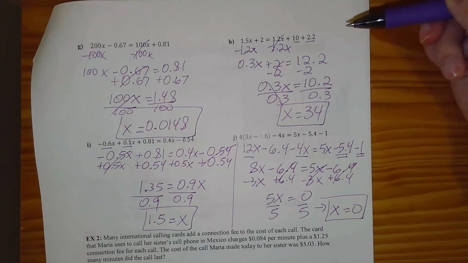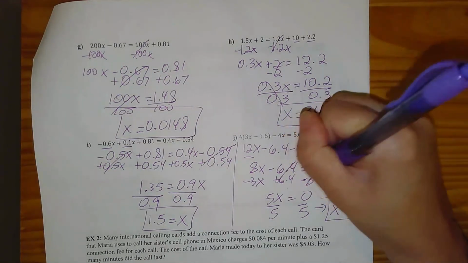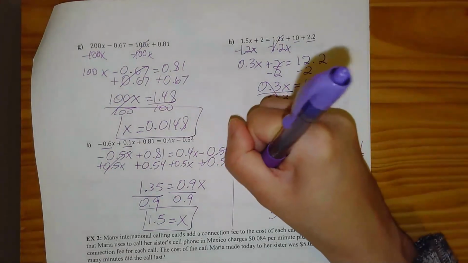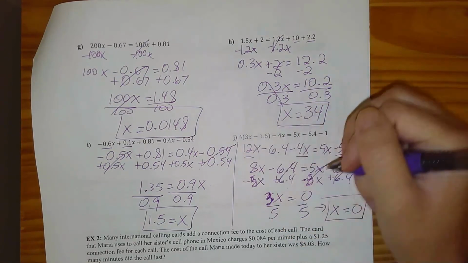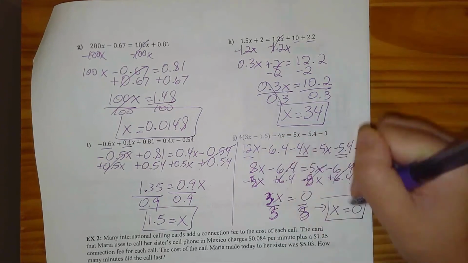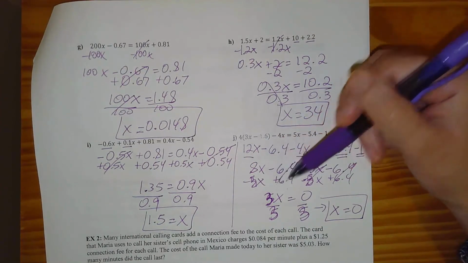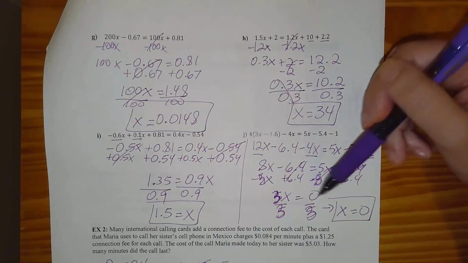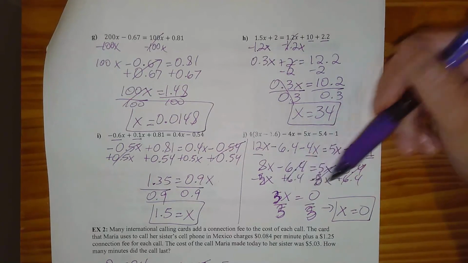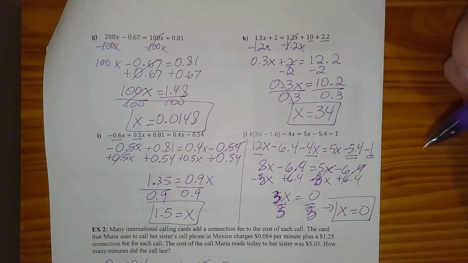Then to get all the x's together, I just realized I messed up on that one. You should be subtracting 5x from both sides. So subtract 5x, and you're going to end up with 3x. So that's going to make these a little bit different, okay? And then to get the numbers together, I would add 6.4 to both sides. So 6.4 plus 6.4 would be 0. So you'll have 3x equals 0. Divide both sides by 3, so that means that x would be 0.